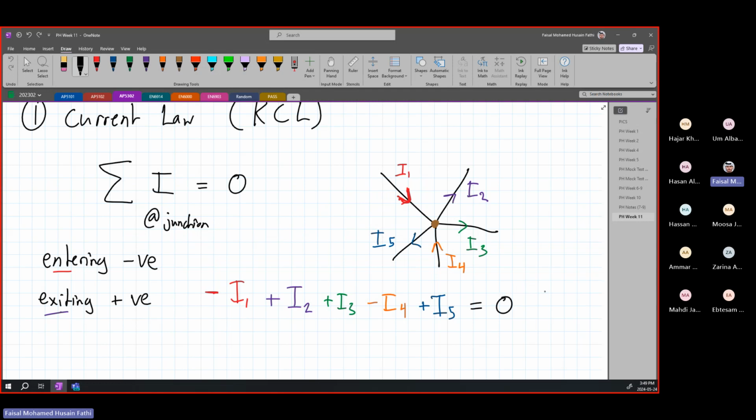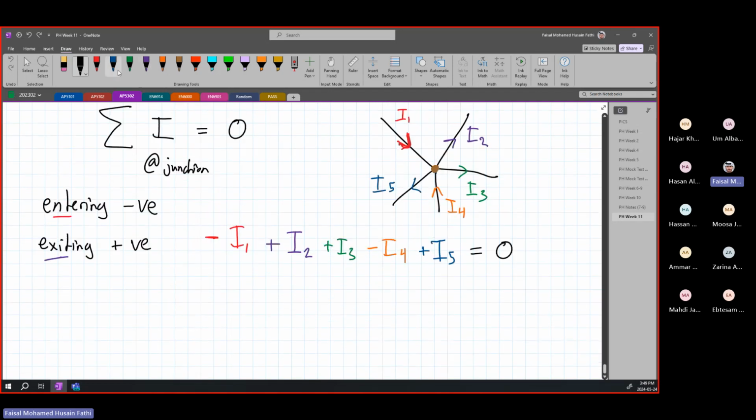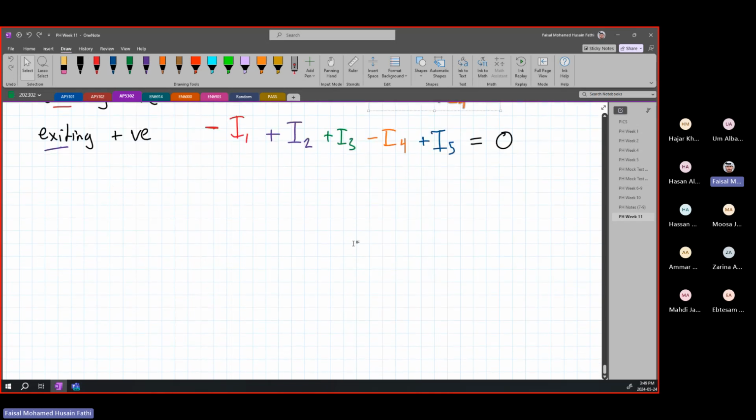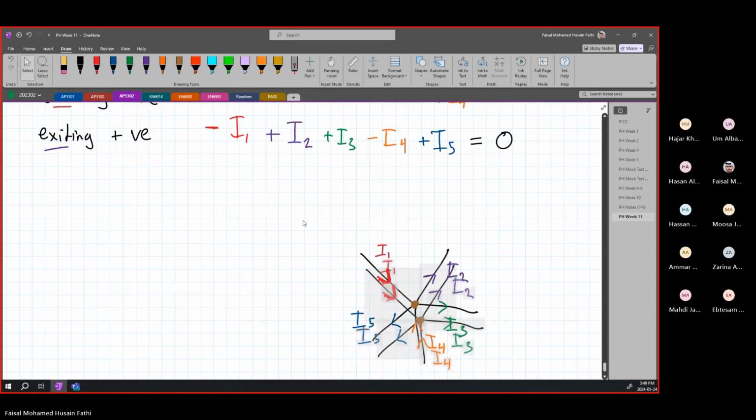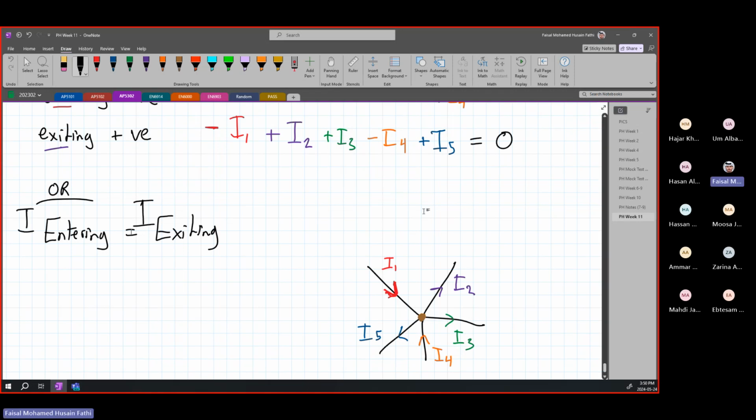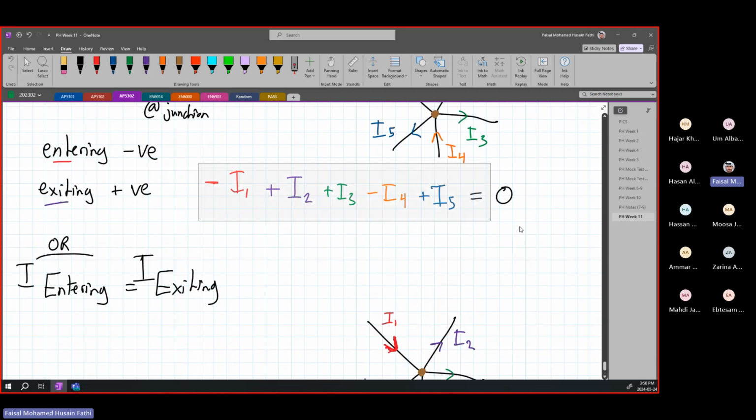Another way of looking at this is, if we're looking at the same exact example, we can say that current entering is equal to exiting. I entering is equal to I exiting. It will give you the exact same equation.